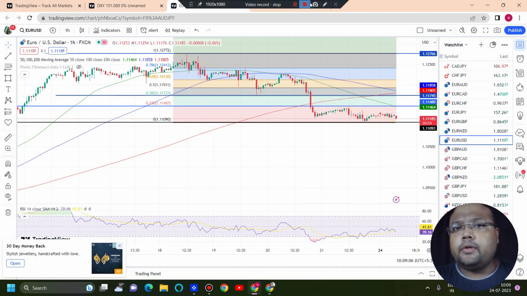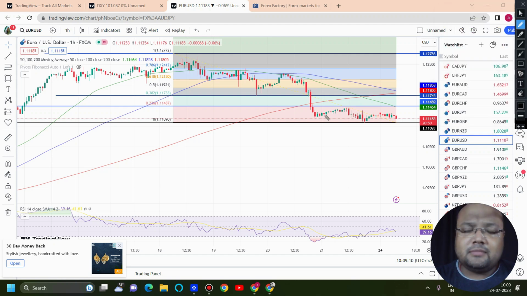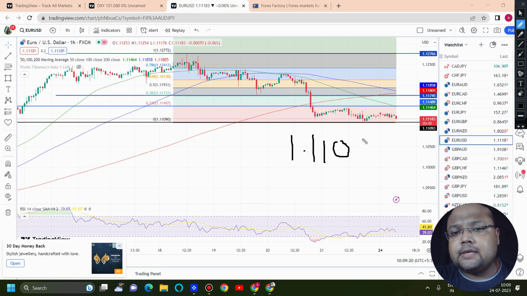Now Euro USD. As I said, the overall levels on the chart are still very much intact. So we discussed the possibility of a breakdown on the chart of Euro dollar, and we discussed taking a sell below the 1.1105 level.